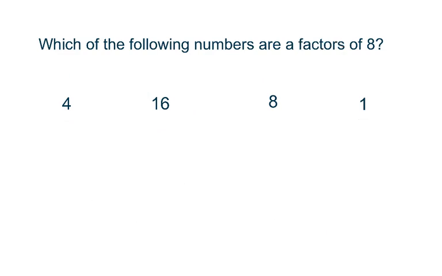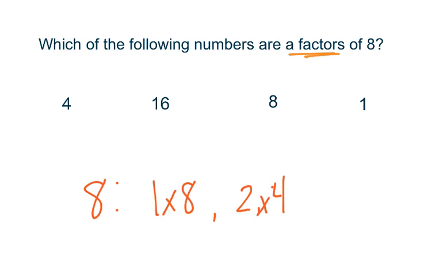Which of the following numbers are factors of 8? Remember, my factors are those numbers that I can multiply together to get a product of 8. Which of these are factors of 8? Let's go ahead and factor our number 8, or find all of its factors. So when I have 8, I could multiply 1 times 8 to find 8. I could also multiply 2 times 4 to get 8. So my factors for my number 8 are 1, 2, 4, and 8.